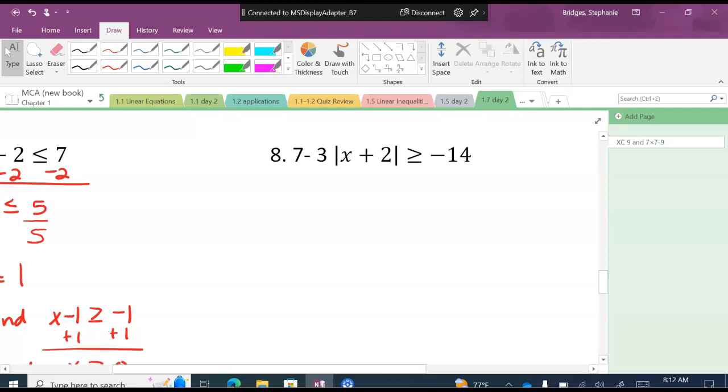So imagine it like this. Imagine an equation, 7 minus 3, but instead of that absolute value stuff, imagine we just put x there. What would you have to do then? You'd have to subtract that 7 over, okay? So let's do that first.